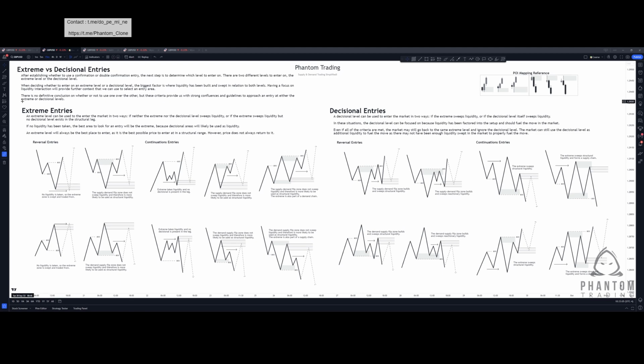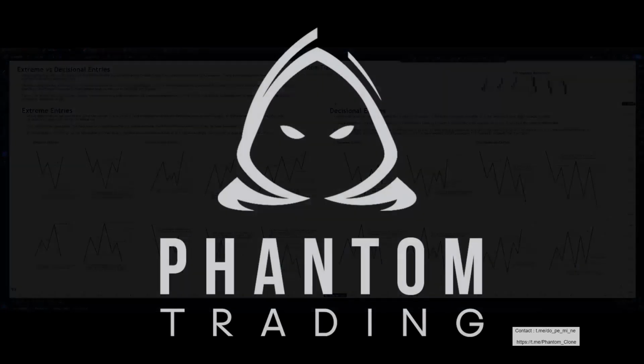So let's use an extreme level for an example, is what establishes our first level of respect. And when we're looking at our tradable zone or execution zone on that double confirmation entry, it can be on an extreme or a decisional level. So we could see a first level of respect on an extreme zone and execute based on a decisional level. So these things are very important to take note of and implement into your trading.